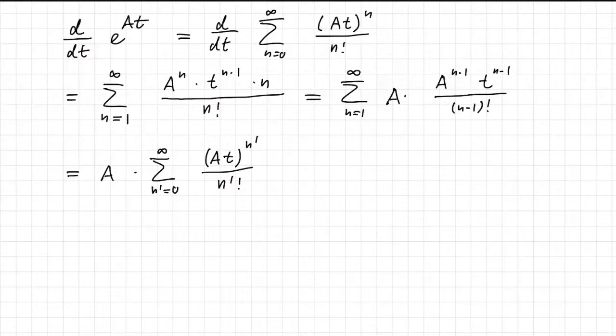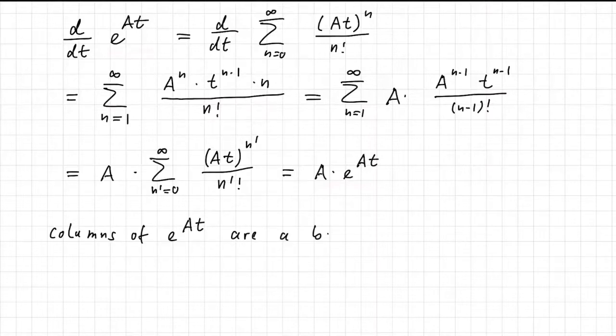So we find that this one is simply a times e to the at. But what you now see is that the time derivative of e to the at equals a times e to the at. So it fulfills the differential equation. And in particular, what this means is that the columns of e to the at are a basis for the solutions of the differential equation.